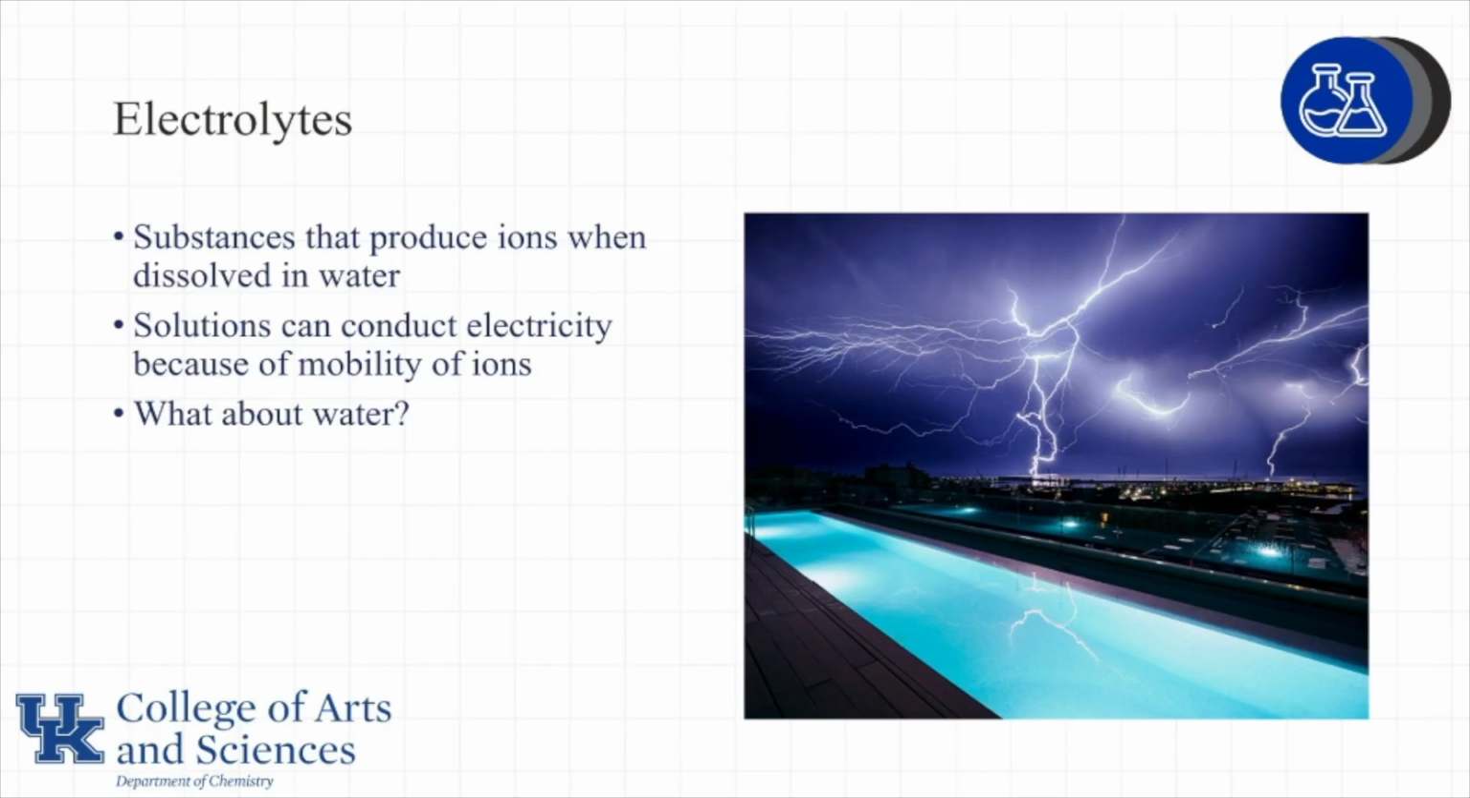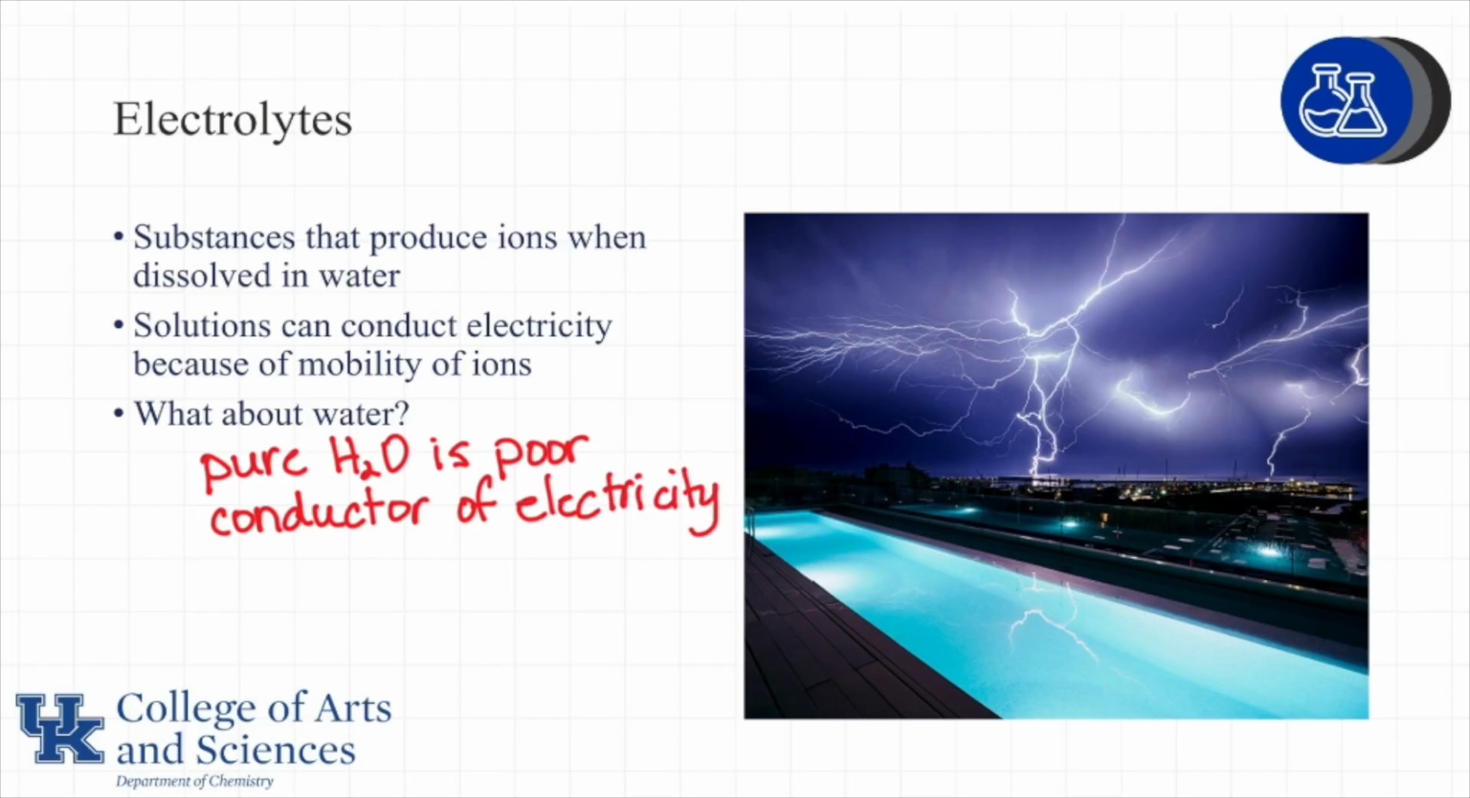When we look at water, what we see is that water is in fact a very weak electrolyte, which means there are very few ions in pure water. Then why do we always have to get out of the pool during a storm? So pure water is a very poor conductor of electricity. However, most water isn't pure. In Kentucky, water tends to be pretty hard, which means we have a lot of magnesium and calcium compounds dissolved in the water. And these species are excellent conductors of electricity.